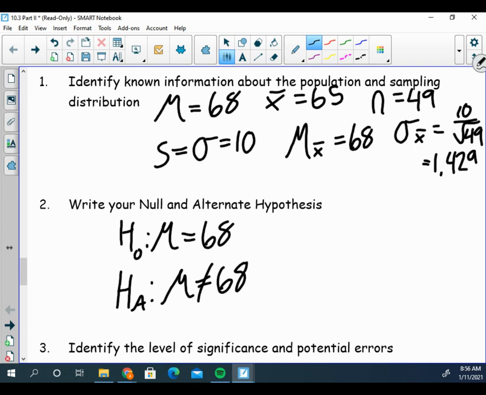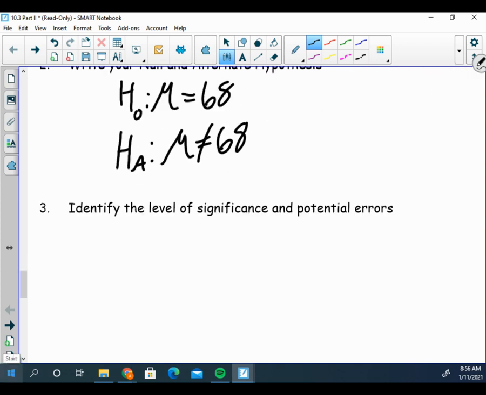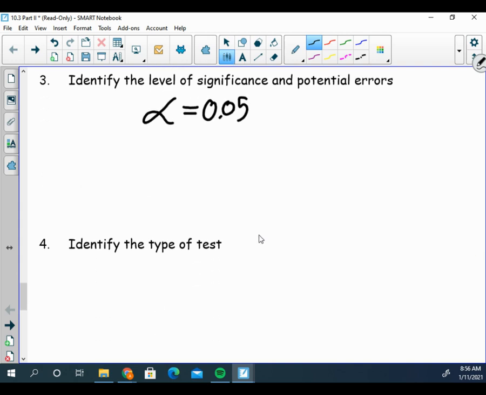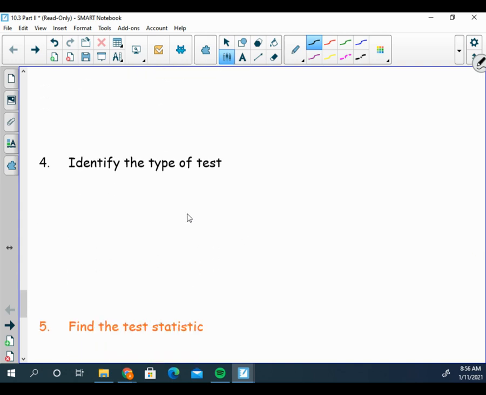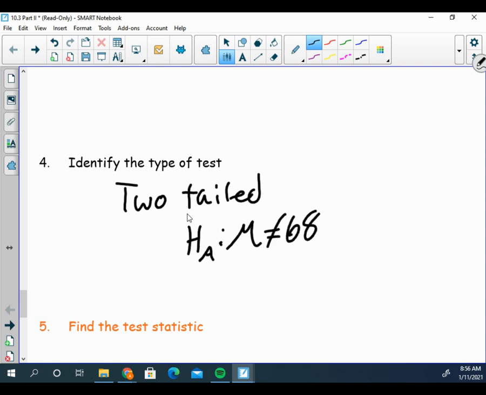Level of significance, they're going to have us look at a 5%. But again, the beauty of the p-value, we can look at any level of significance. Potential errors, again, we've looked at that plenty, so we'll skip that for now. Type of test, two-tailed, because of our alternate hypothesis. We're just trying to see if the schedule changed idle time. Is the average different than 68 minutes?